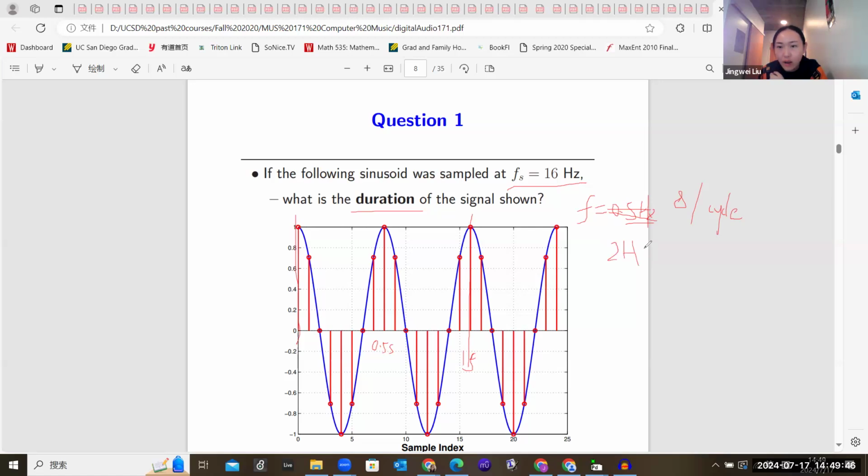So it's 2 cycles per second, right? It's 2 cycles per second, so this signal should be 2 Hertz. Therefore, your F equals Fs divided by N, right? N is the number of points in each cycle. So here N equals 8, Fs equals 16. Therefore, you have 2 Hertz. Okay, so this is the formula to compute this.